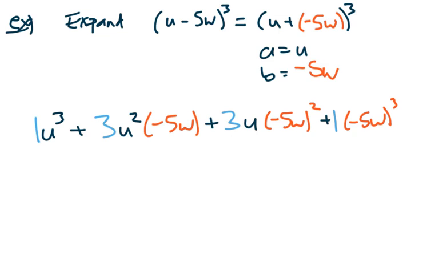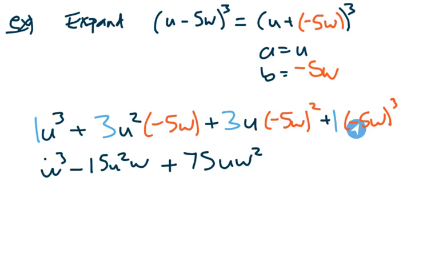Simplify. Positive 3 times negative 5, negative 15 U squared W. Negative 5 times negative 5, positive 25. And positive 25 times 3, positive 75 U W squared. Negative 5 times negative 5 times negative 5, negative 125 W cubed.